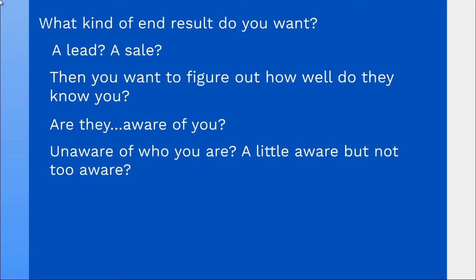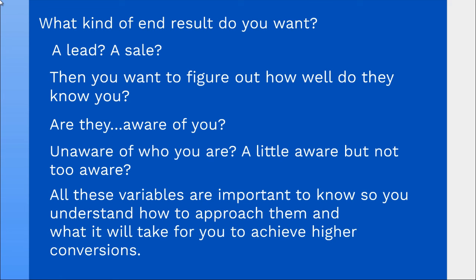Knowing where they stand is crucial. If you're going to use the chatbot to create a special promotion for existing customers, these are people who are aware of you, and you can likely send them a link to a discount or a coupon right away. You see how it changes depending on how well they are aware of you. All of these variables are important to know so that you understand how to approach them and what it will take to achieve higher conversions.